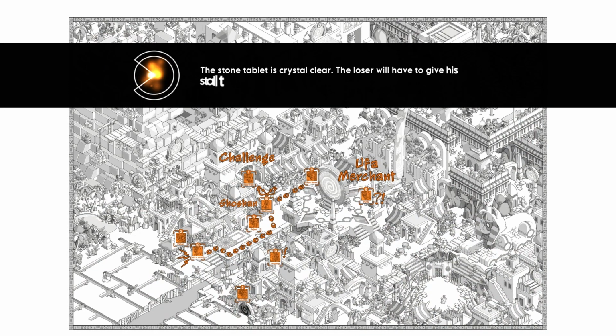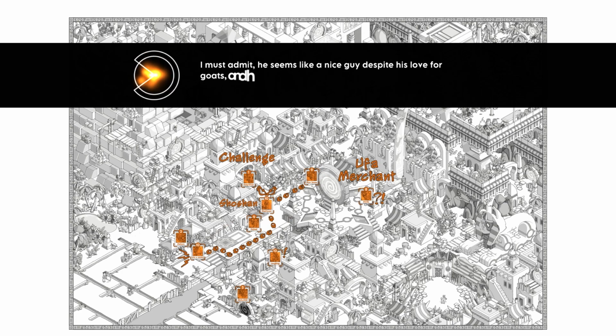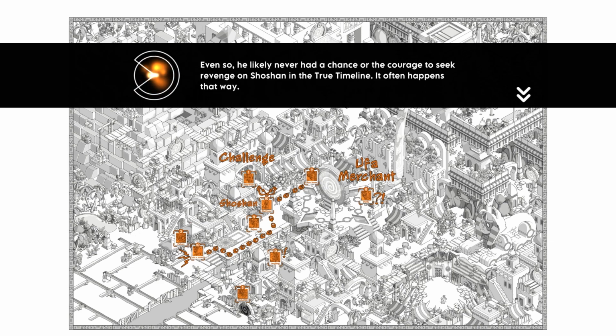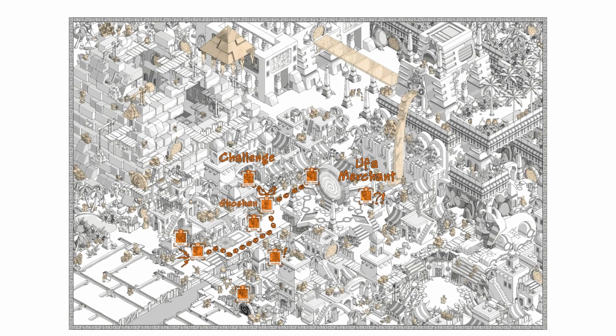The stone tablet is crystal clear. The loser will have to give his stall to the winner. Ufa has just lost everything. I must admit, he seems like a nice guy despite his love for goats. He doesn't deserve such a fate, not in this ruthless age. Even so, he likely never had a chance or the courage to seek revenge on Shoshan in the true timeline. It often happens that way.